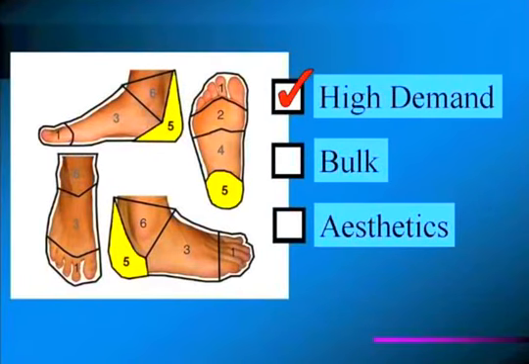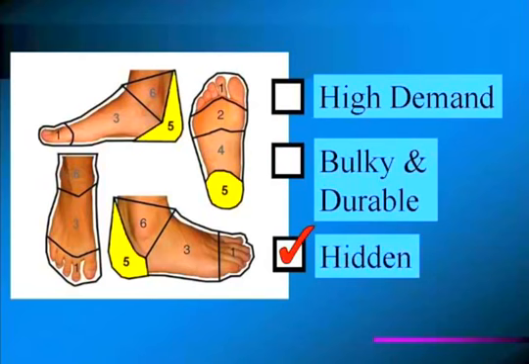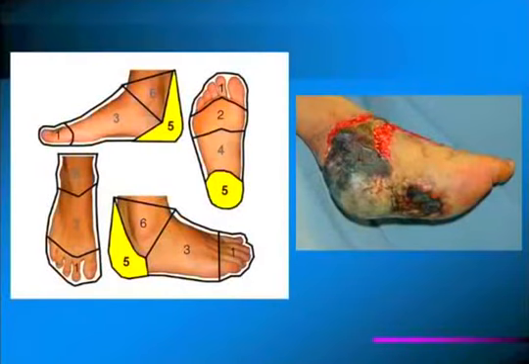This has high functional demands needed for weight bearing. Any flap must be somewhat bulky to pad the calcaneus, and simultaneously durable, but the flap can usually be hidden from view. This degloving injury of the heel could not be revascularized.